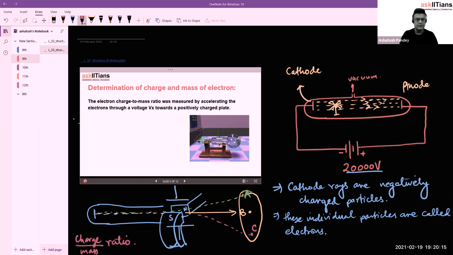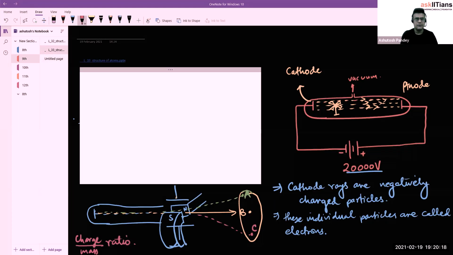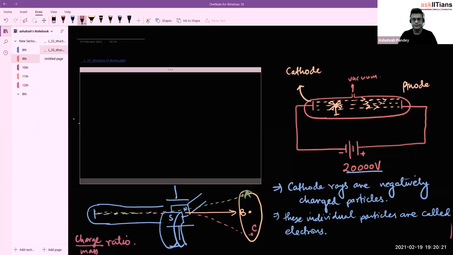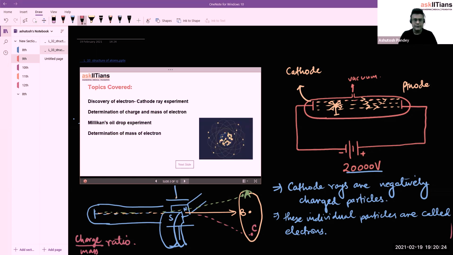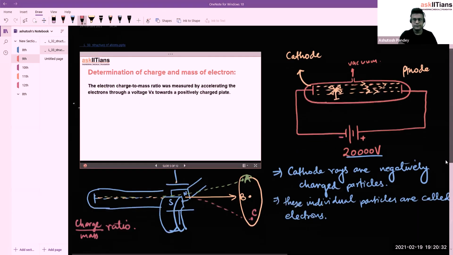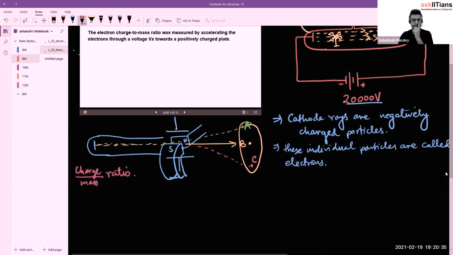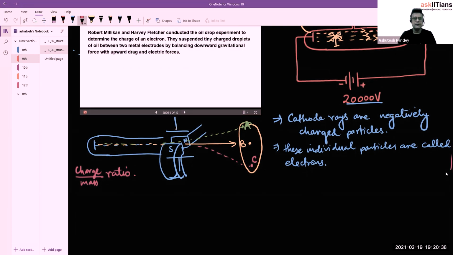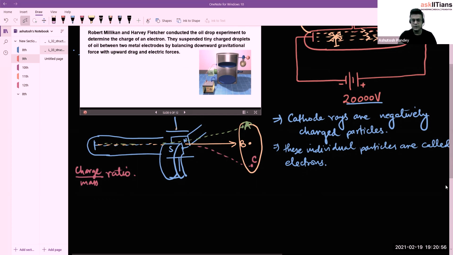Okay, now what happens? So after this charge to mass ratio, then Millikan came and did his experiment to determine the charge of an electron. What he did was a very simple experiment. Let me show this to you. Okay, wait.